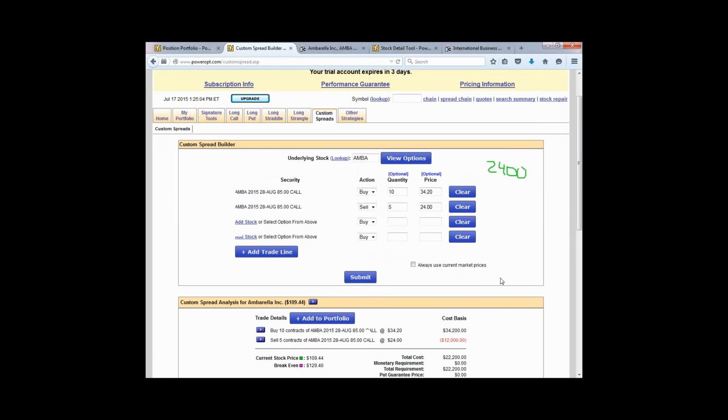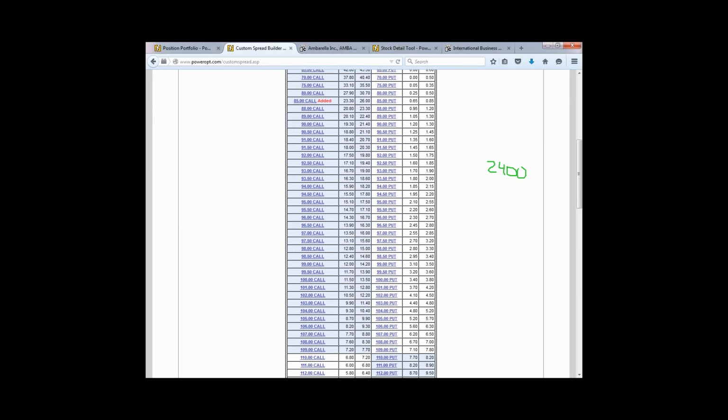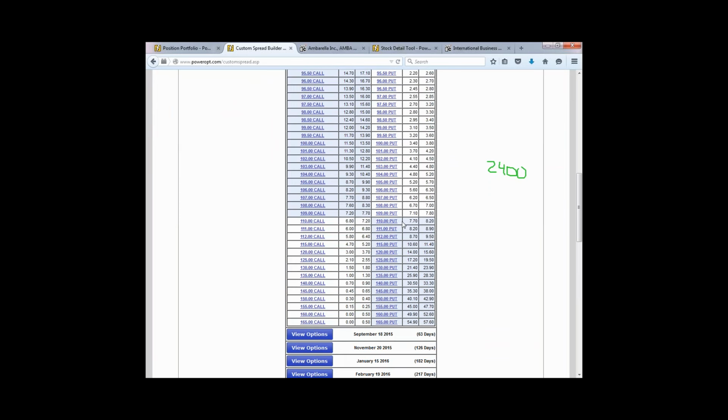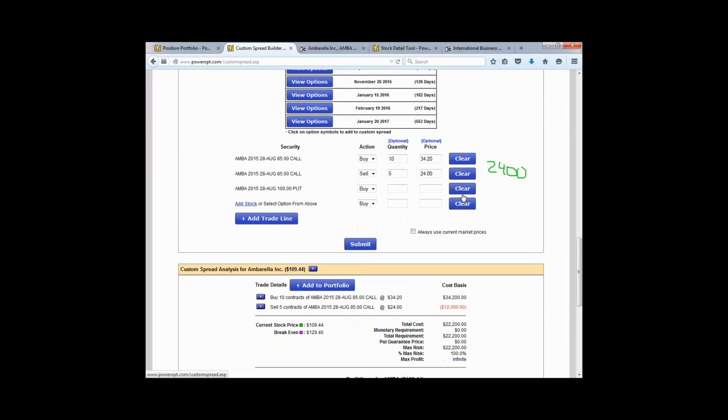Now, what could we do? If we think the stock's going to continue to drop down, we could go ahead and buy, same August expiration, maybe something along the lines of maybe even the 100 put there. Oh, I'm sorry, that's not what I wanted to do. I want to go to this range.